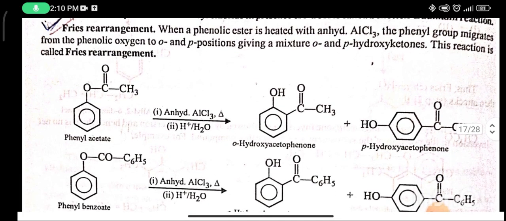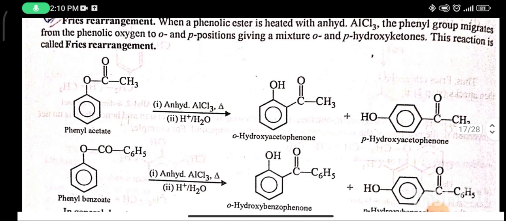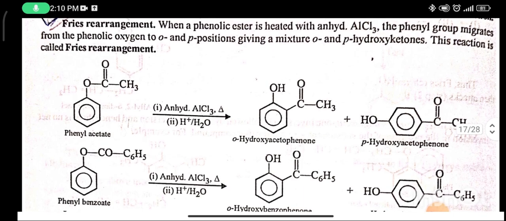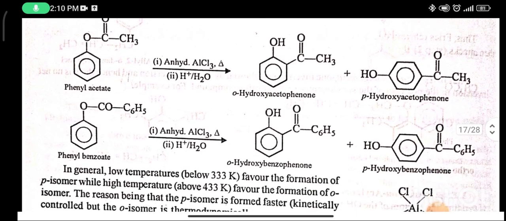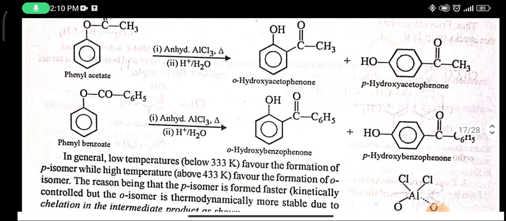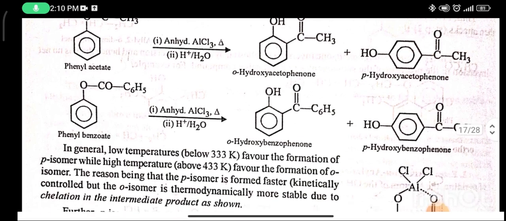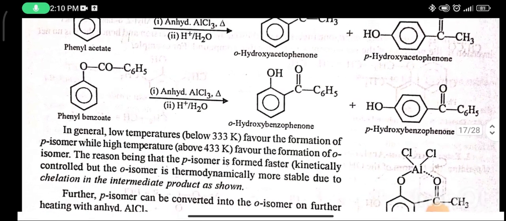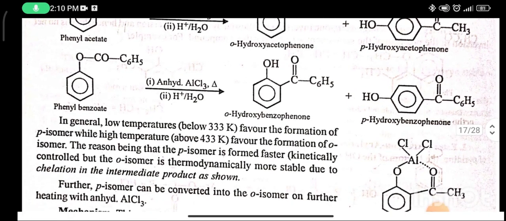Fries rearrangement. When a phenolic ester is heated with anhydrous AlCl3, the acyl group migrates from the phenolic oxygen to the ortho and para positions, giving a mixture of ortho and para hydroxyketones. This reaction is called Fries rearrangement. Phenyl acetate first reacts in presence of anhydrous AlCl3 and heat, and second there is an acidic condition. It gives ortho-hydroxyacetophenone plus para-hydroxyacetophenone.